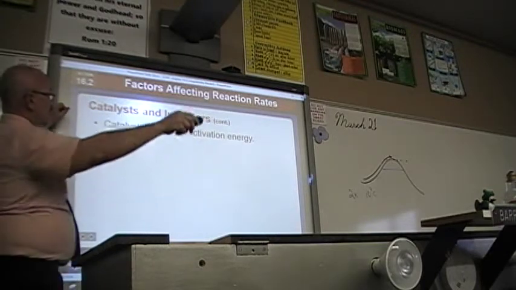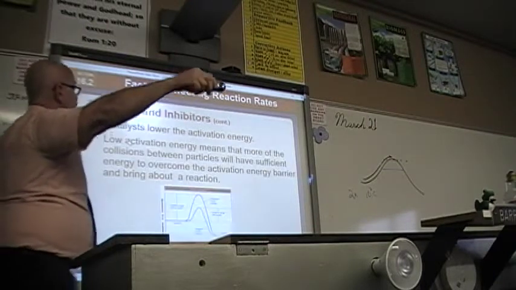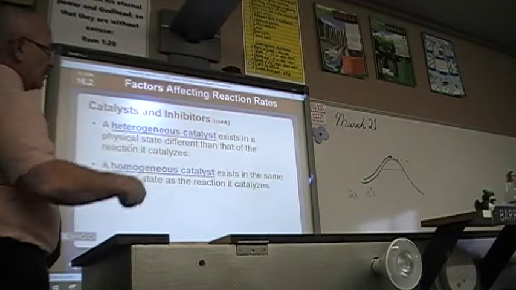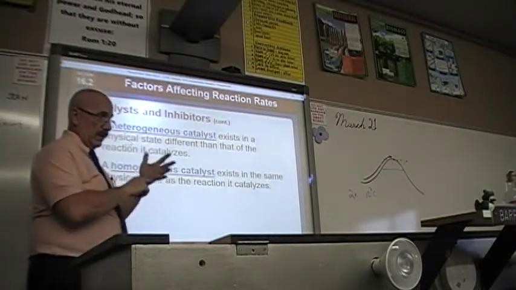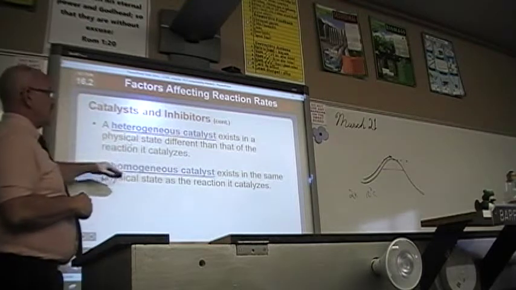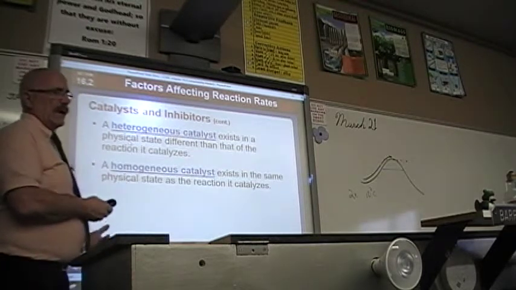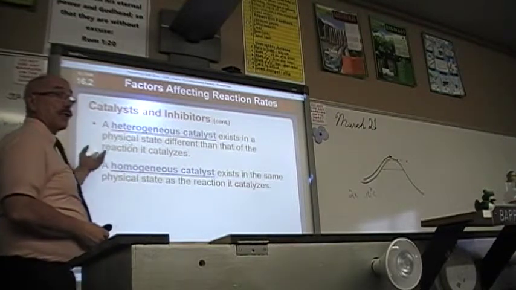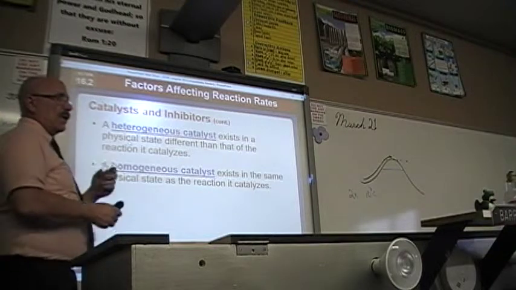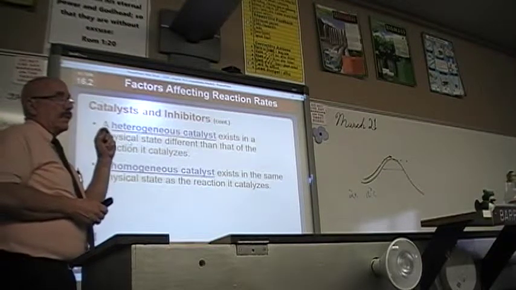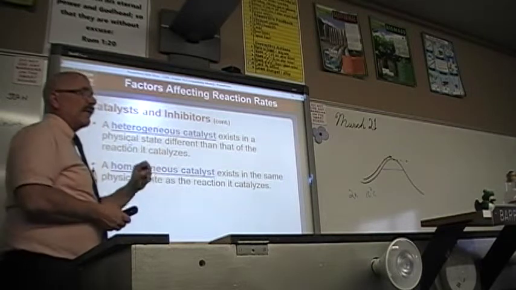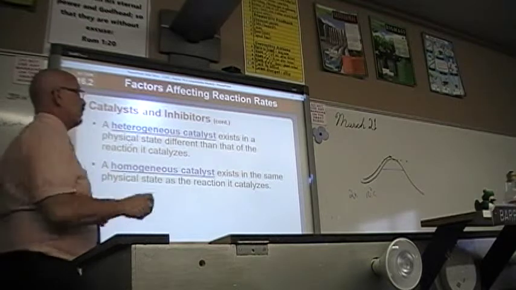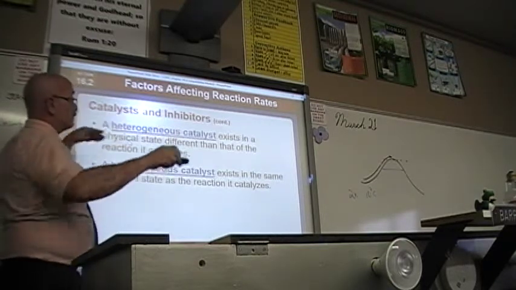Catalysts lower activation energy, and that means they bump into each other more. Okay, heterogeneous catalyst and homogeneous catalyst just has to do with the state: solid, liquid, or gas. Homogeneous means it's the same state as what it's catalyzing. So if you have liquid solutions, it'd be a liquid catalyst. A heterogeneous catalyst can be in the catalytic converter of your car. You have solid little pellets of palladium, Pd, and they react with the gases that come out of your engine to make them react and not pollute the air as much. So that'd be a heterogeneous catalyst.